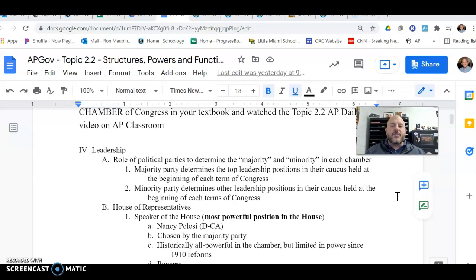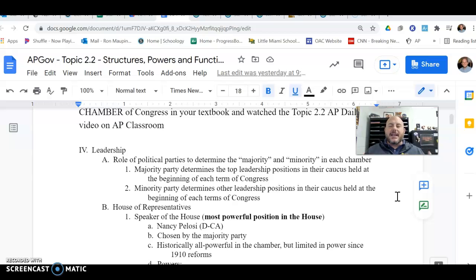So if you are the majority party in either chamber, you're going to be allowed to choose the very top positions, be it Speaker of the House, Senate Majority Leader. You're going to have a majority on every committee that makes up the day-to-day operations of that chamber. Now, how do the top leaders get into those positions?